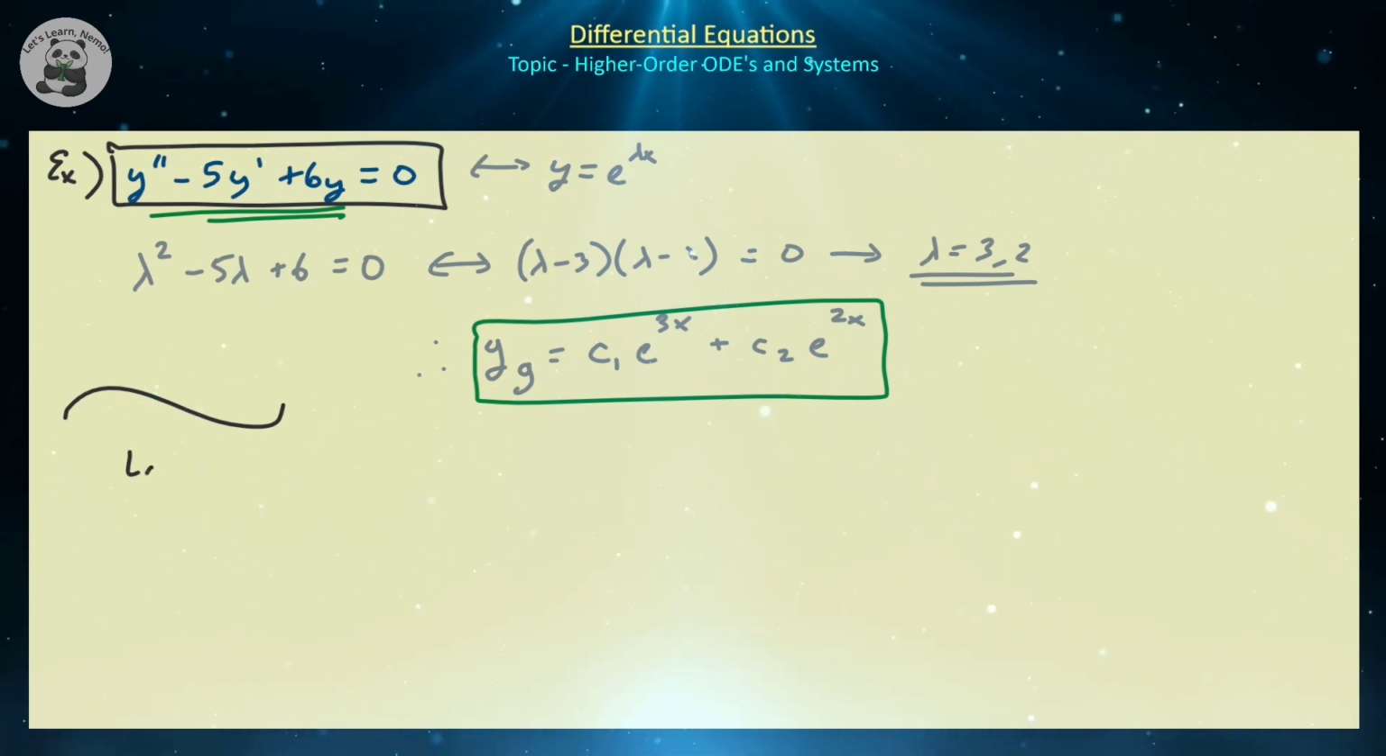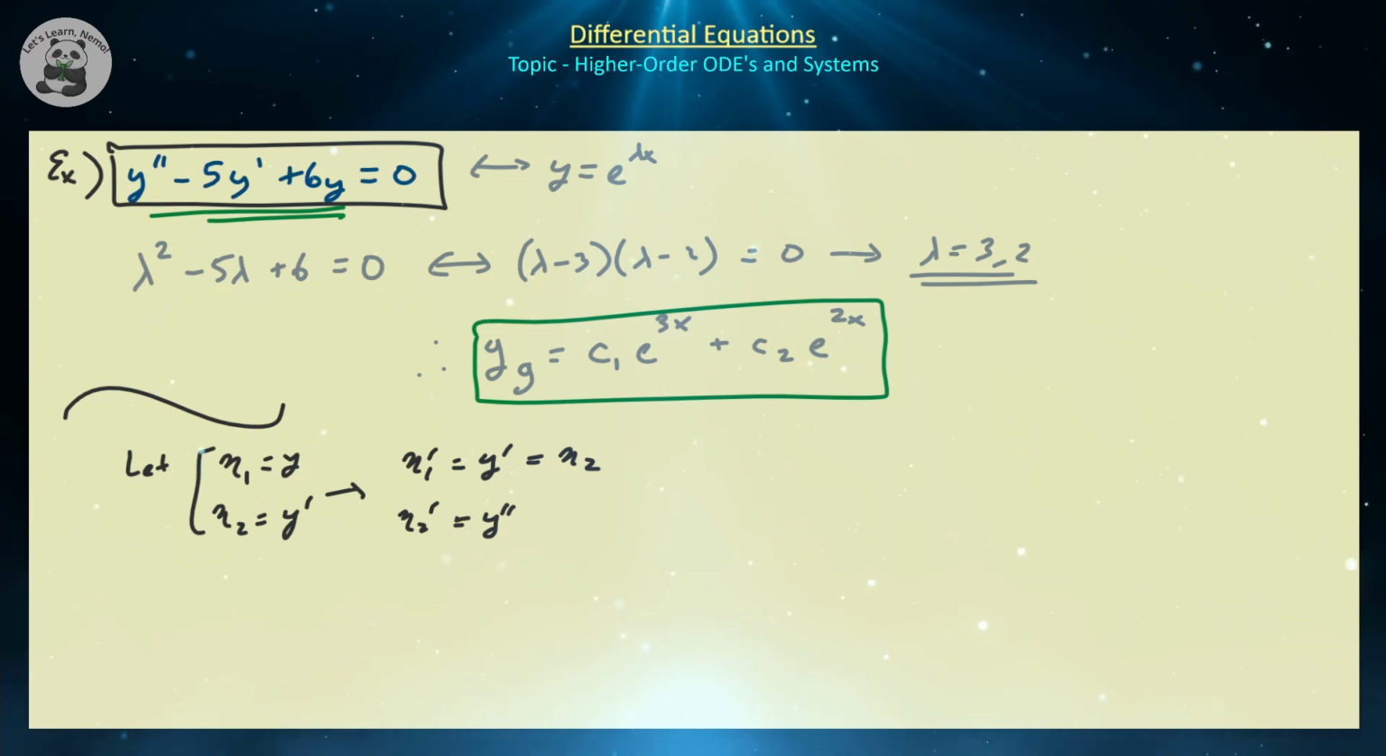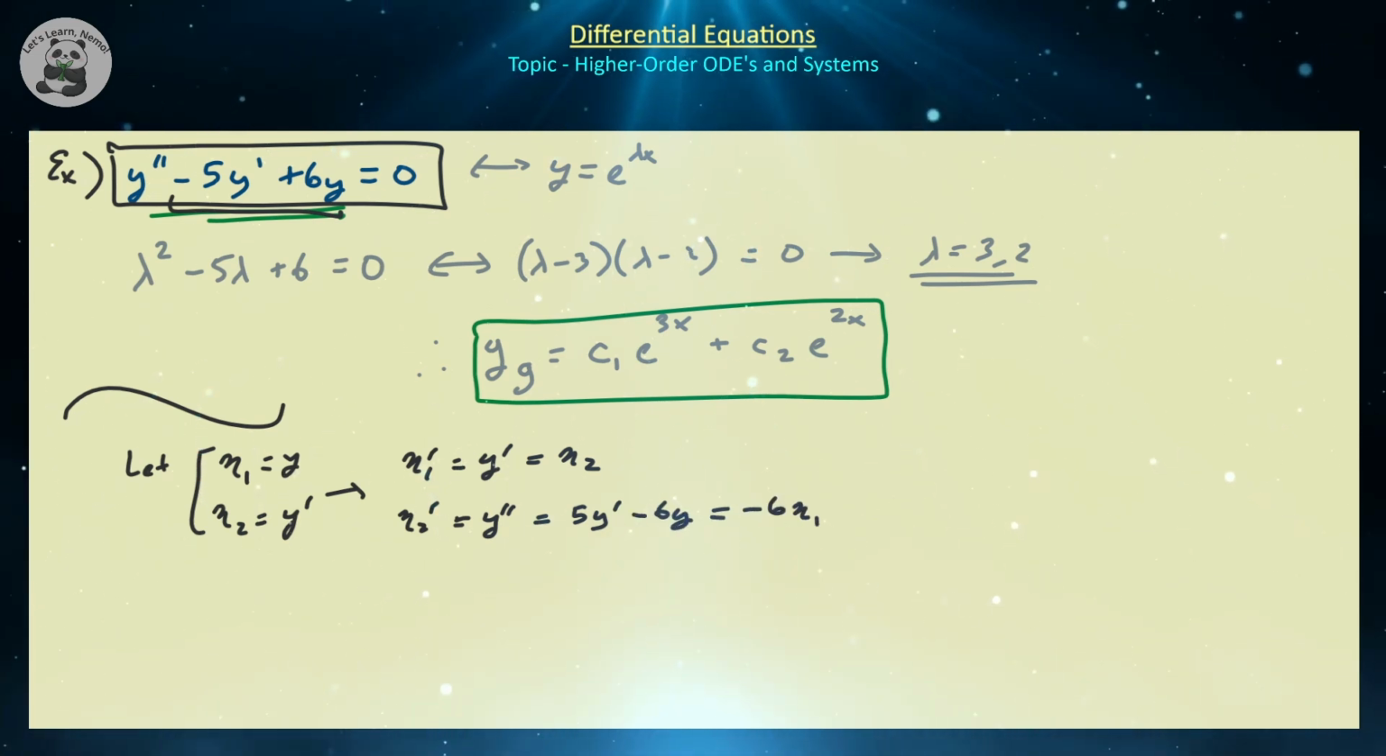So what we're going to do is let eta 1 be equal to y, and eta 2 be equal to y prime, as we have done already before. So that means this is going to give us eta 1 prime, which is equal to y prime, which is equal to eta 2, and eta 2 prime, which is equal to y double prime, which if we isolate this particular equation is just going to be equal to 5y prime minus 6y, which is the same as minus 6 eta 1 plus 5 eta 2.